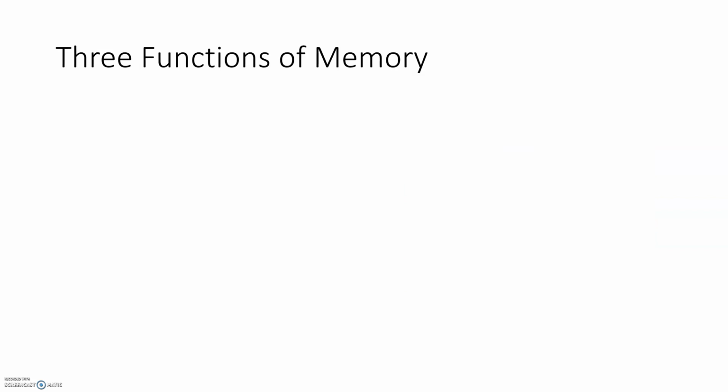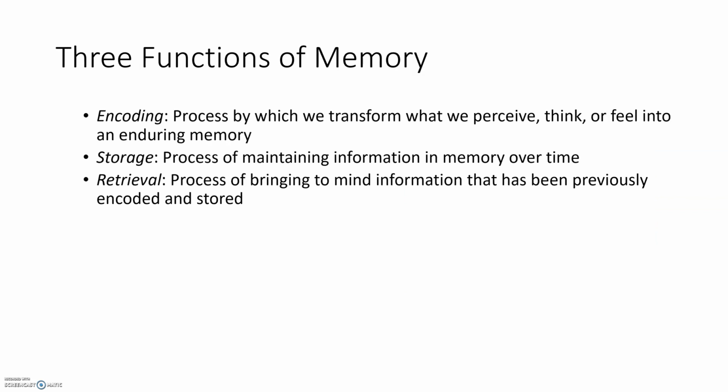So there are three functions of memory, or three functions that fall under this process. There's the encoding. That's where we form a memory, we encode it. It gets entered into our nervous system. And then storage is the maintaining of that memory over time, and then retrieval is bringing to mind that information, accessing it.